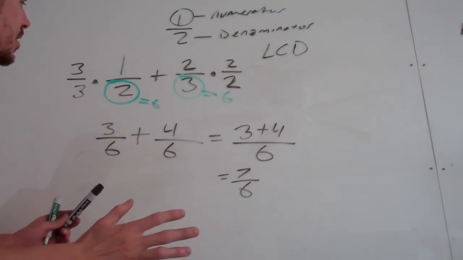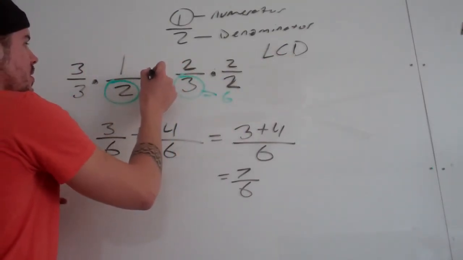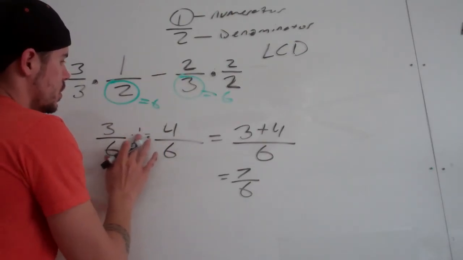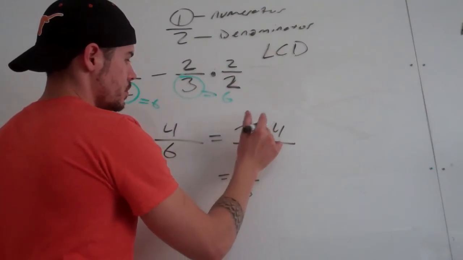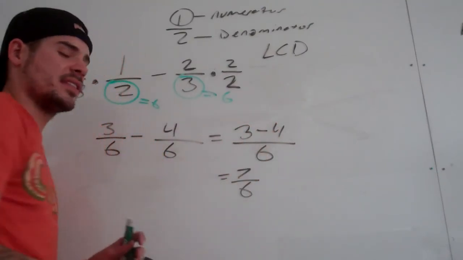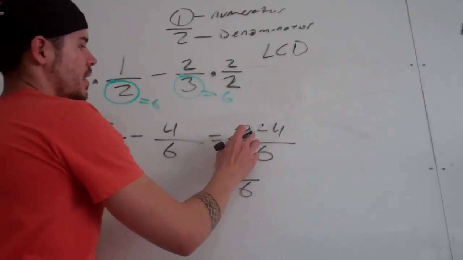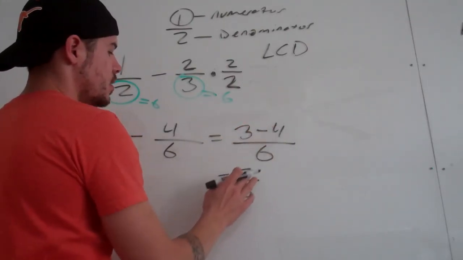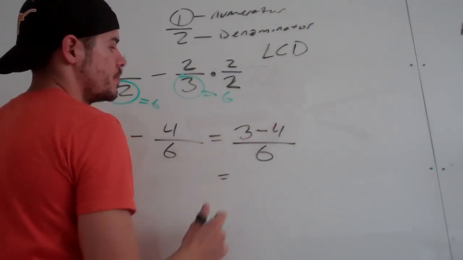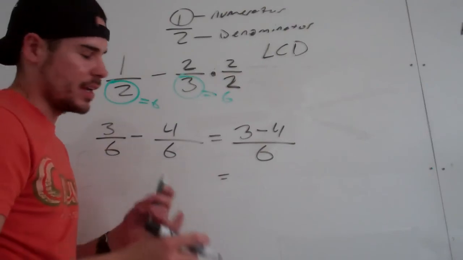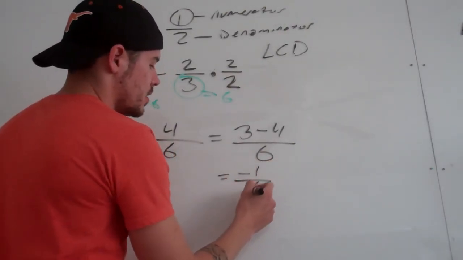If this was subtraction, we do the exact same thing that we already did. We just change the plus sign here. Notice the steps are all the same for addition and subtraction. The only difference is that instead of adding these two numbers right here, we're going to subtract them. So 3 minus 4 is going to be negative 1 divided by 6.